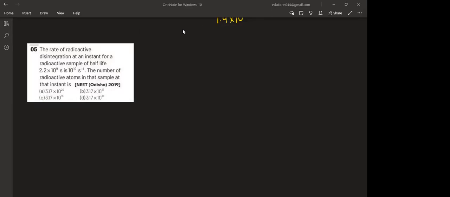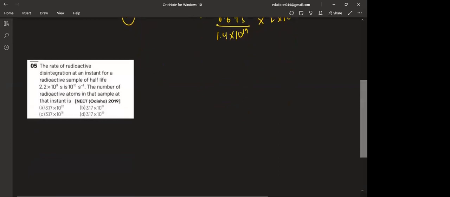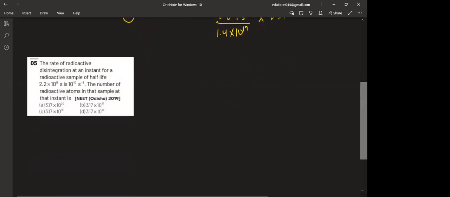No, Marita, for the first one, you're right. Option A will be for this one. Here, option A is the correct answer, that is 10^4 becquerel, but not for this one. See, the formula that we use, remember, Marita, we had a class on this. The same formula we are going to use.